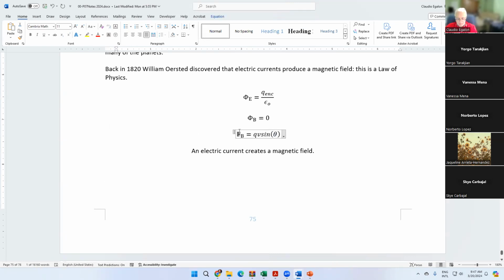And then we have this other law. An electric current creates a magnetic field. Let's take a look. That's called Ampere's law. It's also Ørsted that discovered that, but Ampere got the credit for that. Unfortunately.